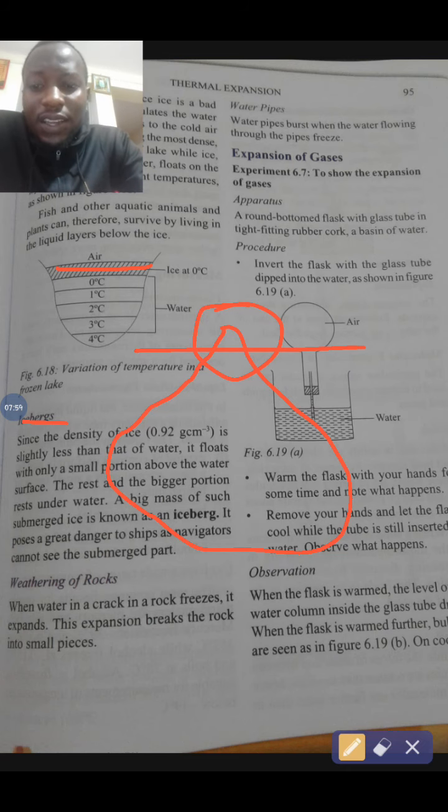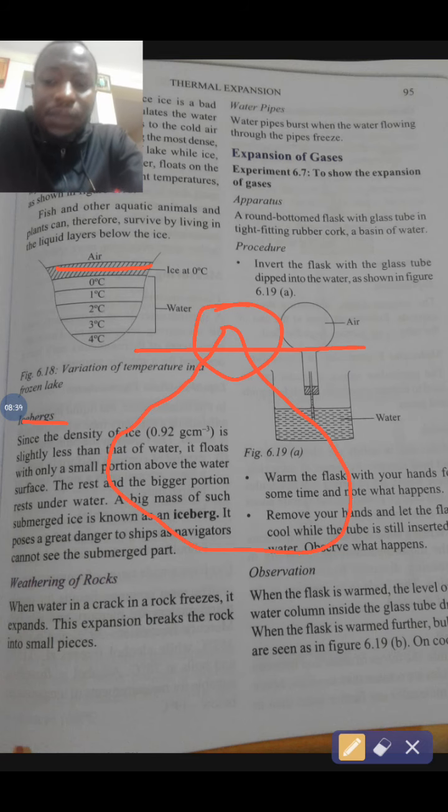Now, this is very dangerous to the navigators, the captains who are using the ships. It becomes very, very challenging to them because they cannot see what is under the water. So the greater mass of this ice is underwater. When these people are navigating, the ship might hit this submerged part of the ice, and that may cause the sinking of the ship, if at all it damages a part of that ship. So this is a very bad effect that anomalous expansion of water might have on the environment.